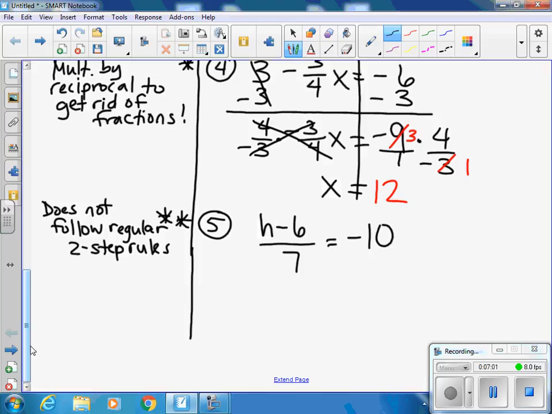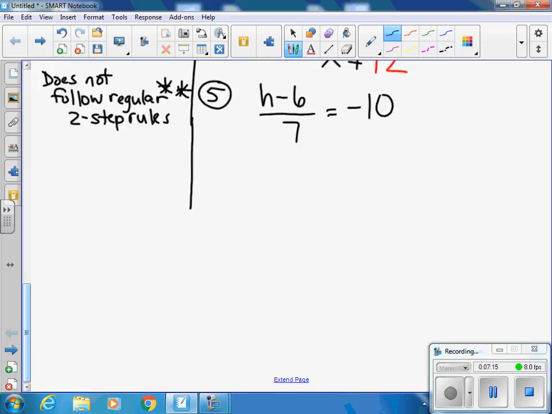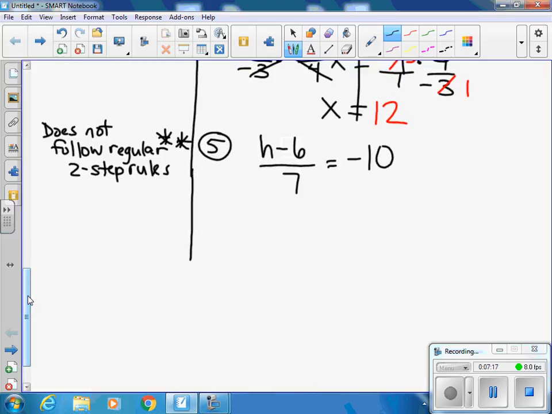Right? If you were to try and follow the regular two-step rules, we would have to add or subtract first. But if you notice, the minus 6 is trapped over top of the 7. We can't add or subtract first because the 7 is in our way. So in this type of problem, you have to get rid of the 7 before you can even attempt to touch the top. You got to free up the top. Right? So instead of adding and subtracting first, we're going to have to multiply to make the 7 go away, because right now it's divide by 7.